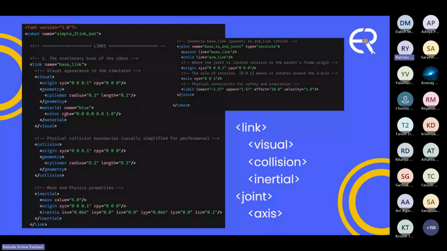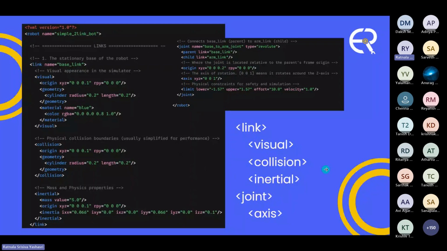The key tags that we should note are, first, a link. This defines a rigid body, one component from Fusion 360. So again, remember that all your links should be different components whenever you export. Next, we have a visual tag. This is the STL mesh file. This is your Fusion 360 geometry that is exported.